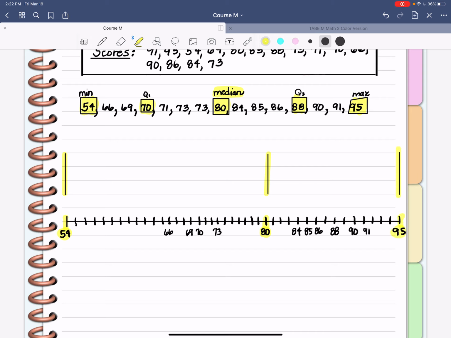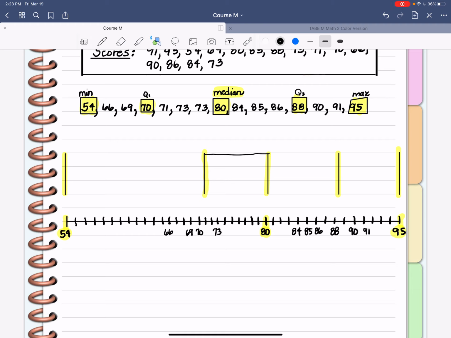Okay. Then let's put in Q1. That's at 70. Graph paper really helps on these. And then Q3 is at 88. Q2 is actually the same as the median, if you're interested. There's 88. So there's Q2. And you've got it.